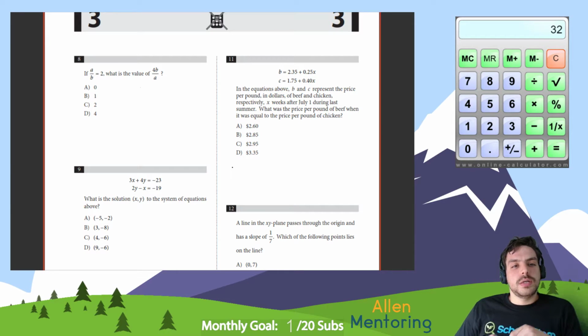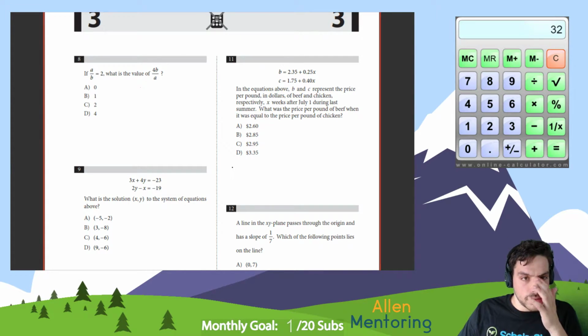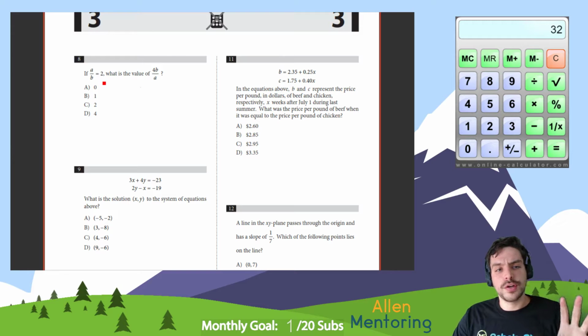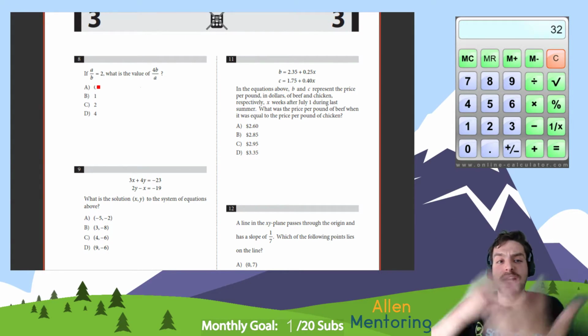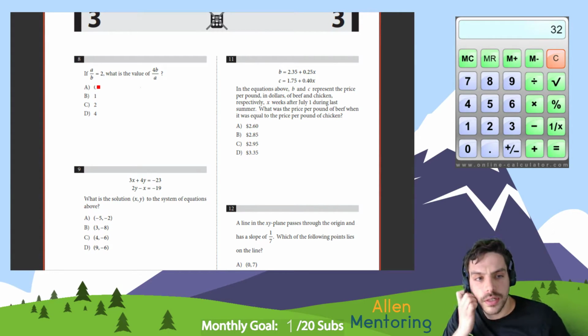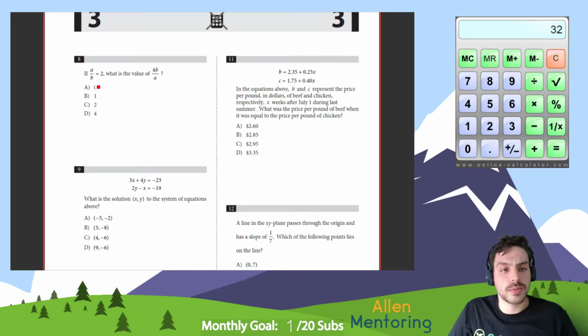If A over B is equal to 2, what is the value of 4B over A? Ooh, that's interesting. And you'll see a lot of these on the SATs where they give you some sort of variable or fraction equal to a number, and then they modify it somehow. They flip it around, they multiply it, and they want you to get the final answer. Okay, so let's see how to do this one.